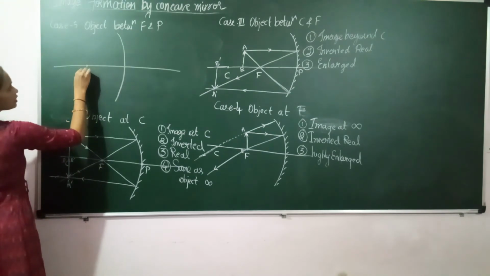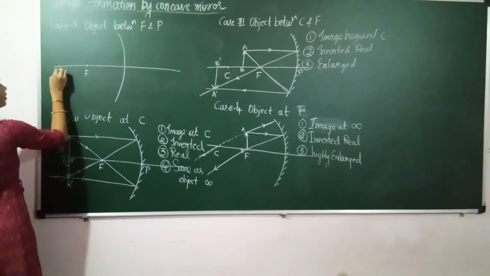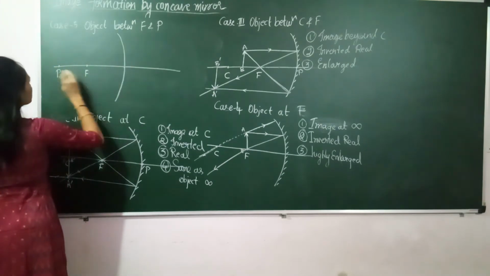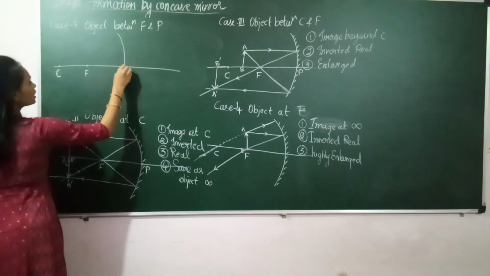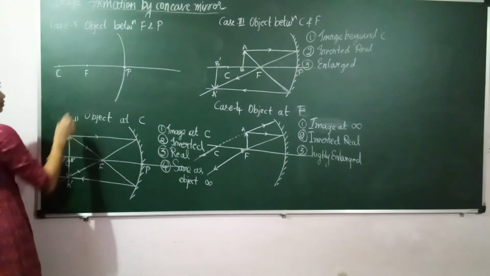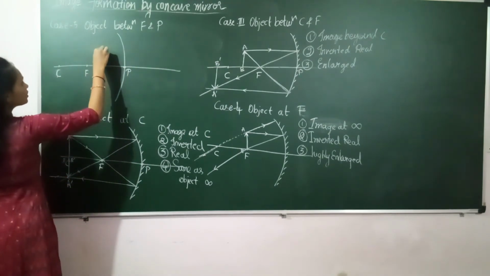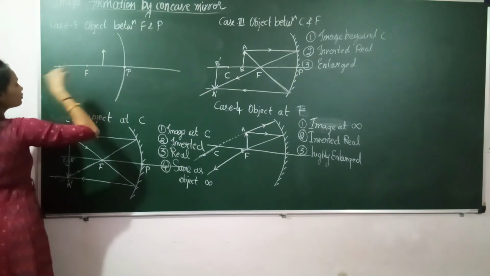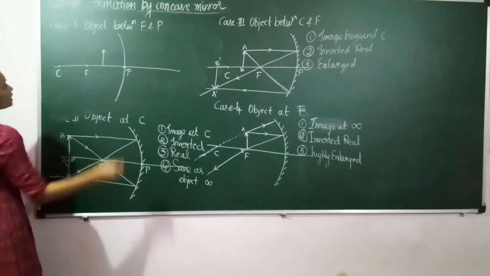Here, consider this is the focus point and here is the pole. Here is the center of curvature, here is the pole. So next we are placing the object between F and P. When we place the object between F and P, how will we get the image?